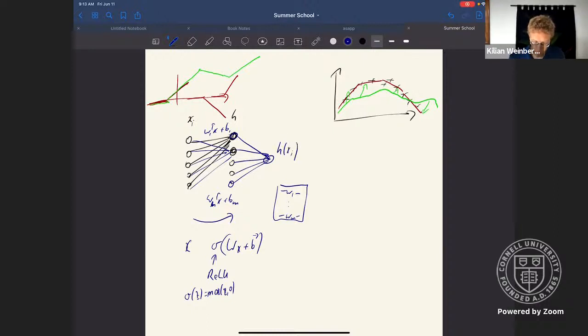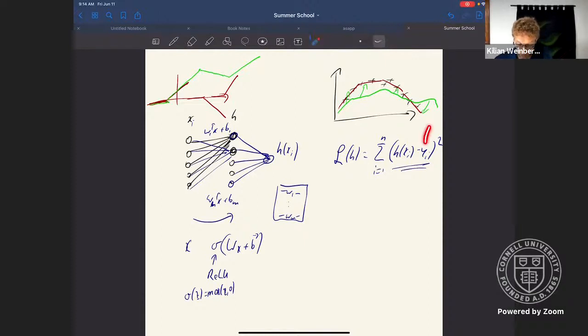So at the end, basically, this xi is the input, and h of xi is the output. And then you have a loss function, some loss of h, which is a sum over i equals 1 to n. For example, you could have h of xi minus yi, squared. So you have this label for each i, which is the prediction that I want, and this is the prediction that I'm getting. I'm minimizing the squared difference.